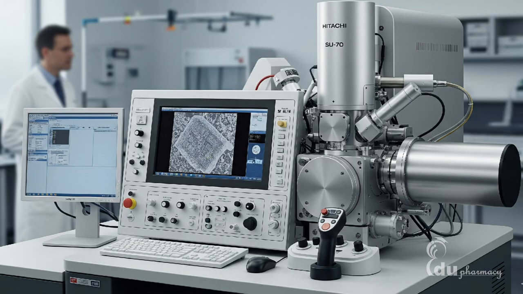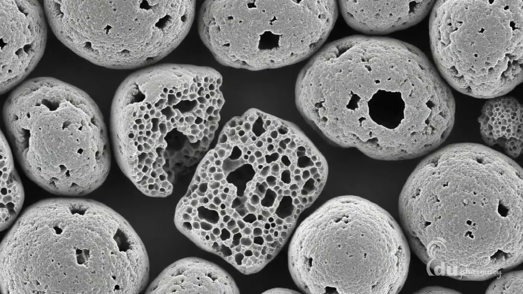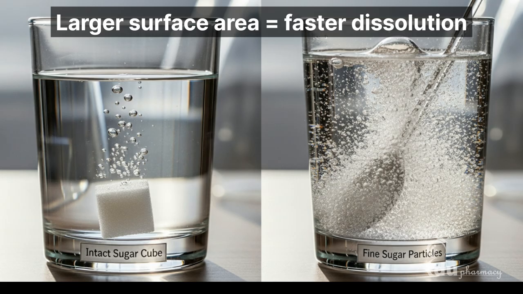Next, let's move to surface area and porosity. A larger surface area usually means faster dissolution, which is particularly important for drugs that are poorly soluble. That's why micronized or nano-sized powders are often used. They expose more surface to the solvent and improve bioavailability.